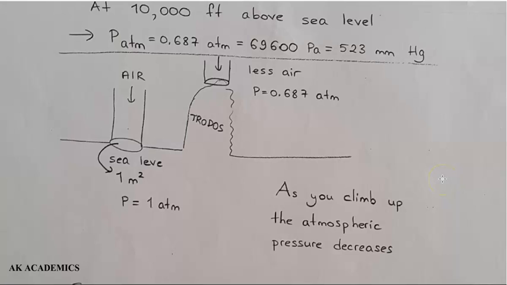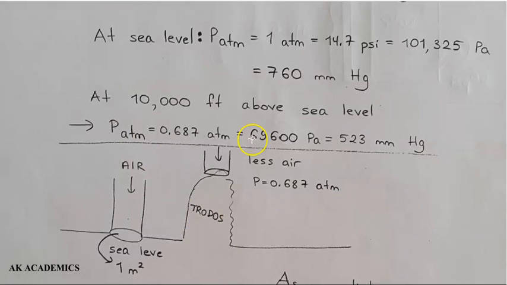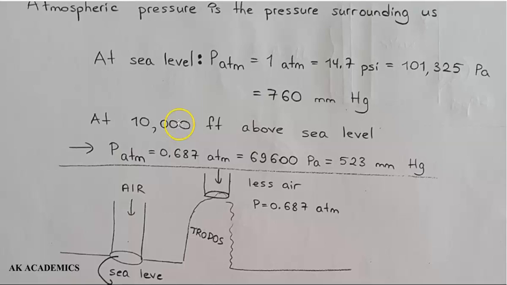So as you climb up, the atmospheric pressure decreases. As we go higher, the atmospheric pressure decreases, and that's what you're going to find right here. Okay. And you can easily see that from the comparison of the height at sea level to the height at 10,000 feet above sea level. And you will see here that the pressure has reduced from 760 millimeter mercury to 523 millimeter mercury. It has also reduced from 1 atmosphere to 0.68 atmosphere.